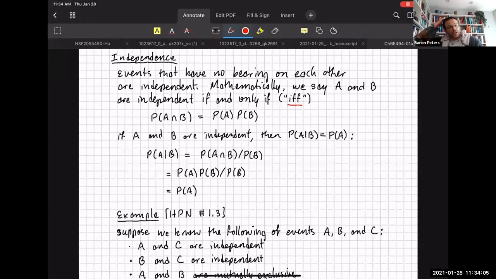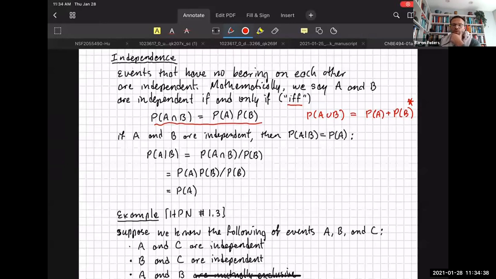Remember that if we had the probability of A union B, then P(A) plus P(B) can be added to estimate this. I'll put a little asterisk here because this is only true if they're mutually exclusive. And this other statement is only true if A and B are independent. And if this is true, then I know A and B are independent. So the arrow goes both ways here.